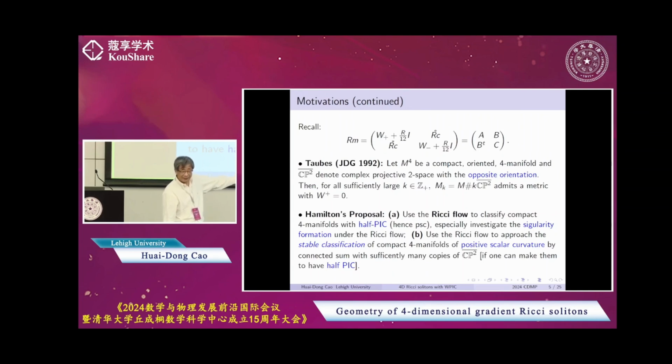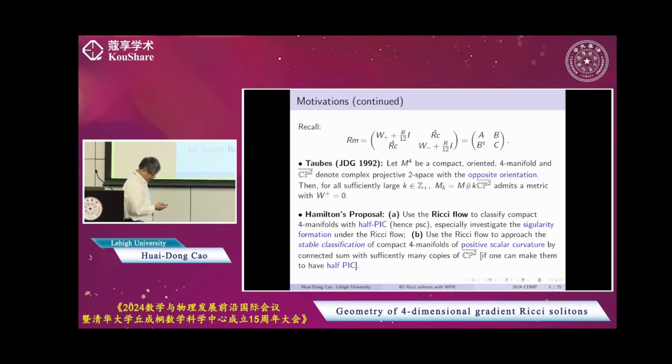We can make it half PIC by connecting a large number of copies of CP2 bar, and then hopefully with a Ricci flow we see what happens. Now, this Hamilton's proposal certainly comes from the result. So let me first talk about topological implications.